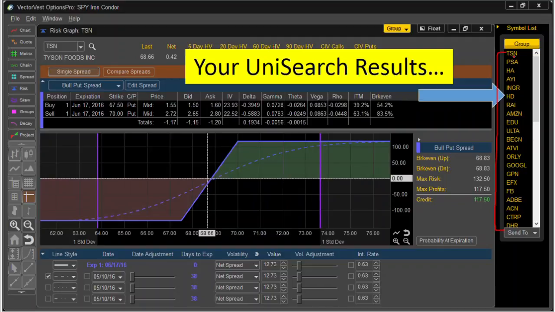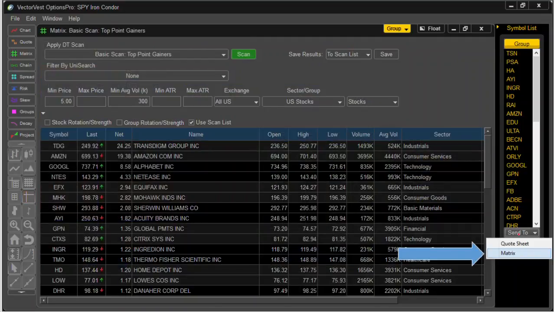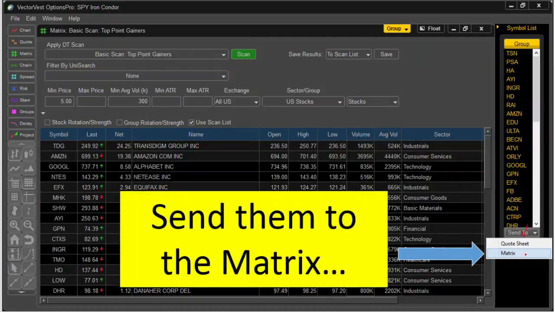Now I need to start analyzing this from my options trade, because these are good stocks, but not all stocks are good options trades. So I need to make sure it's a good options trade too. So step number one, I'm going to go to the lower right-hand corner where it says Send To, and I'm going to send this over to the matrix. If you click that little Send To button right there, it drops down. I'm going to send that list over to the matrix.